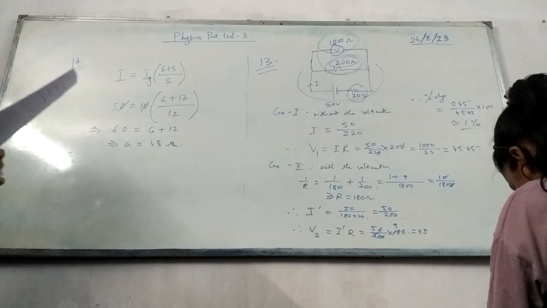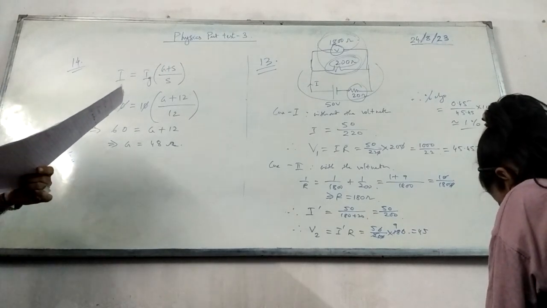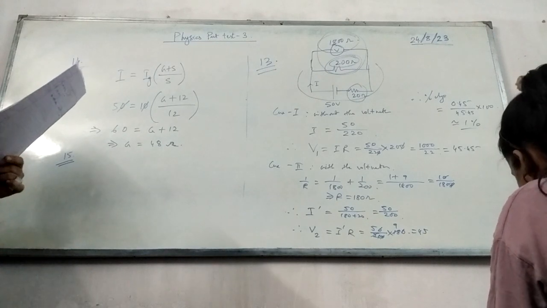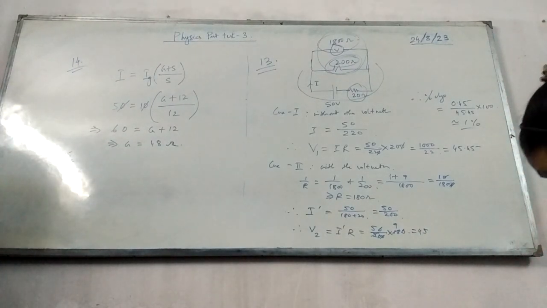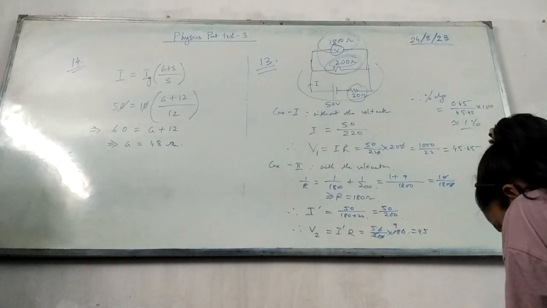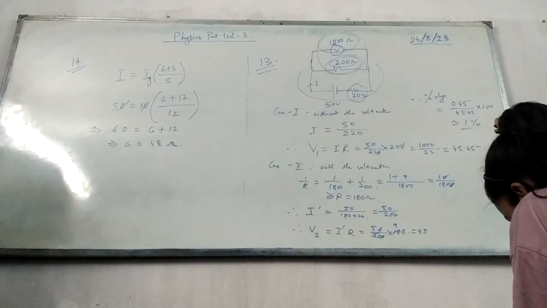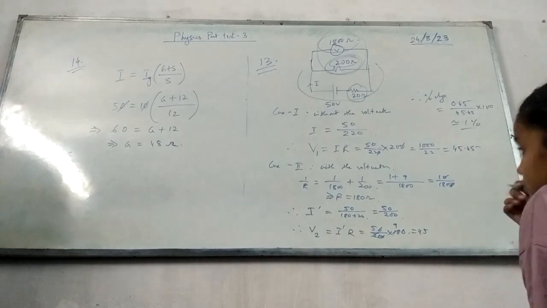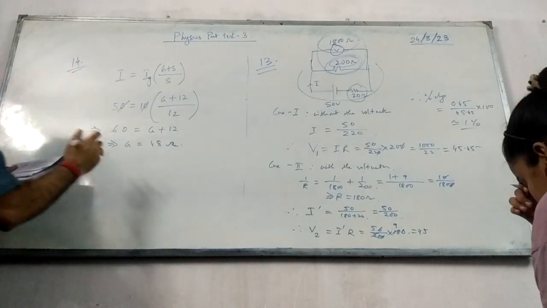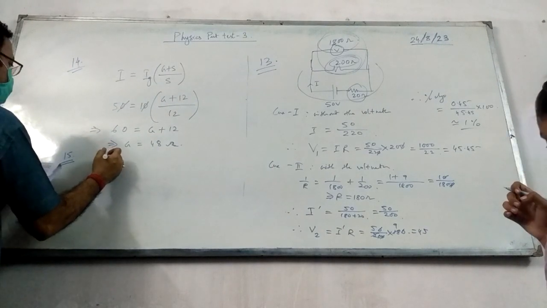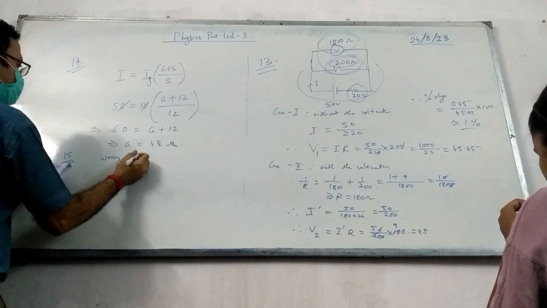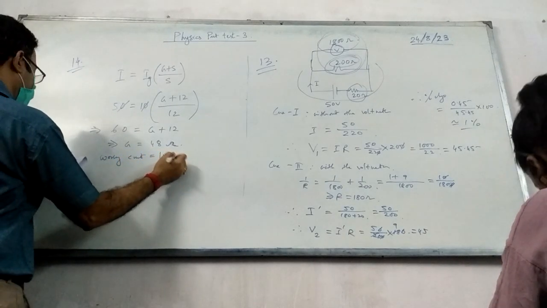Question 15 says a galvanometer of resistance 10 ohm gives full scale deflection when 1 milliampere current passes through it. The resistance required to convert it into a voltmeter reading up to 2.5 volt is? Remember we did this. Whenever you need to convert anything into a voltmeter, what remains constant? The working current should remain constant. So first, here the working current is given as 1 milliampere.